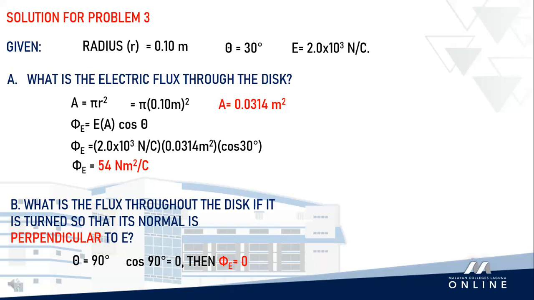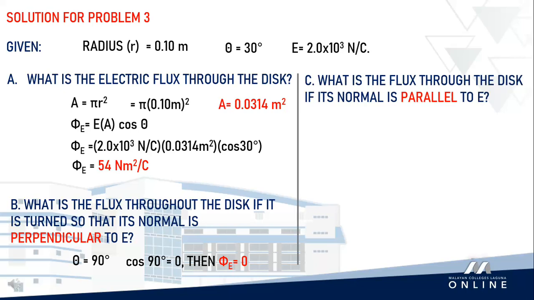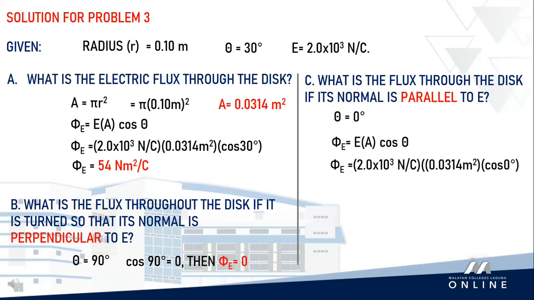For the last item, we are asked to find the value of the flux if its normal is parallel to E. We say that the angle is 0 for parallel orientation. Substitute this with the given in the problem, 2.0 times 10 cube newtons per coulomb times 0.0314 square meter times cosine 0, and performing the operation, the final answer would be 63 newton meter square over coulomb. And that, class, is how to compute electric flux.